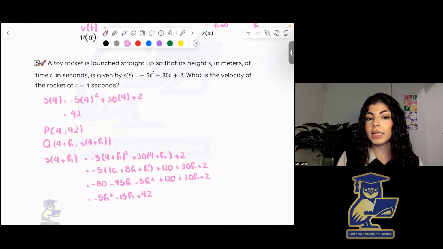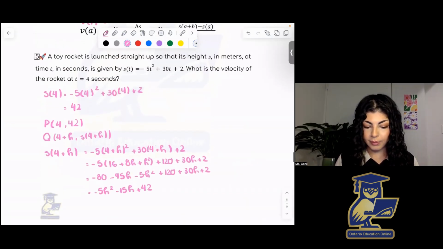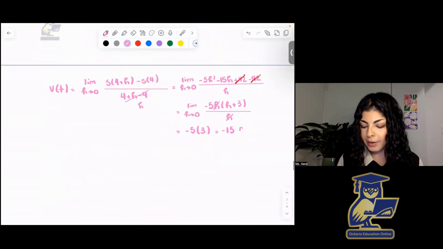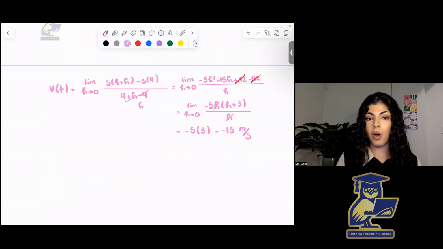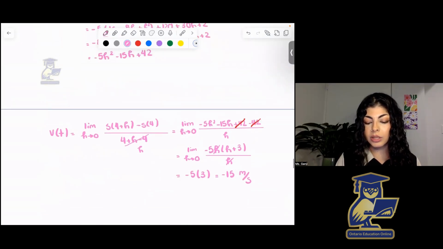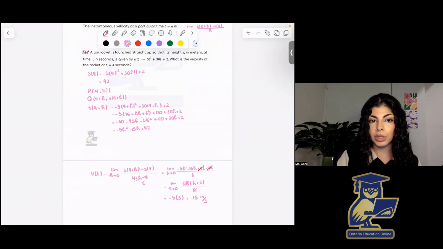And so in this case, we can say that the velocity is negative here, where the 15 would be our meters per second. So we're moving at a speed of 15 meters per second downwards, or in the opposite direction, which in this case is downwards. So then at time t equals 4 seconds, our rocket is moving towards the ground at 15 meters per second, which the units I got from the question itself.